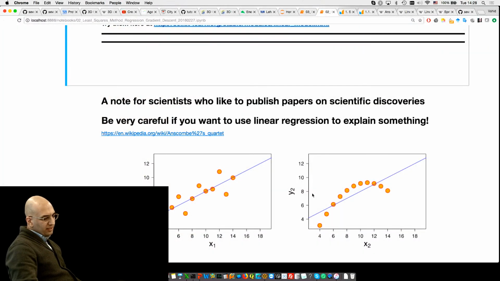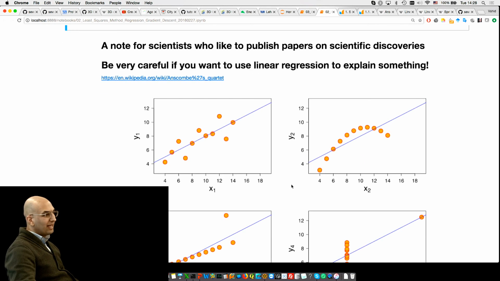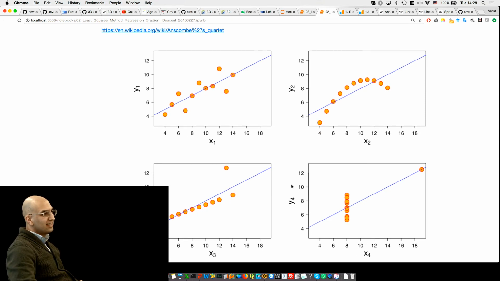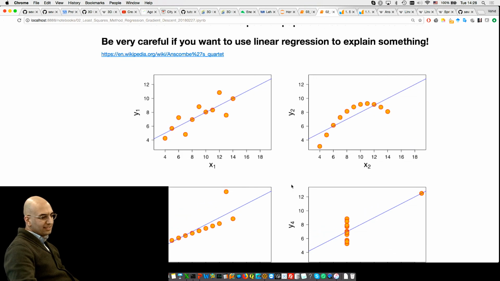So one important note I would like to highlight here, and I say it as a note for scientists who like to publish papers based on scientific discoveries. It's very important. Be very careful if you want to use linear regression to explain something. These 4 different data sets have exactly the same regressor. So if you're listening to the media, for example, or publications, I'm making fun of it, but this is happening in different ways. And sometimes this is called facts, right?